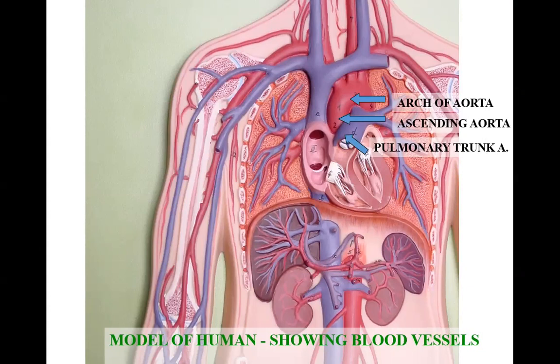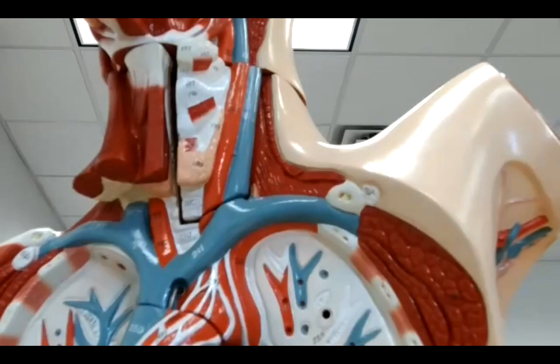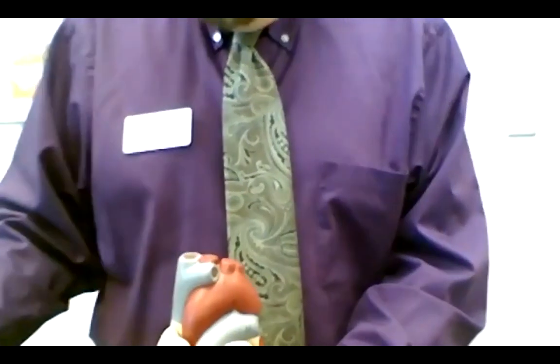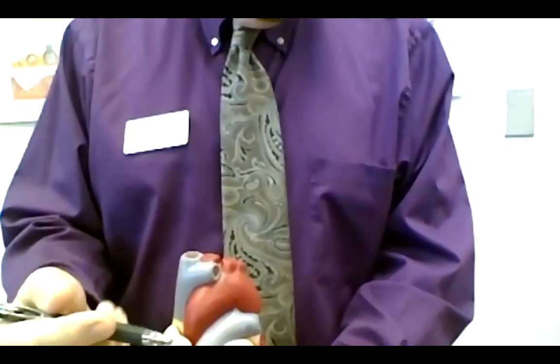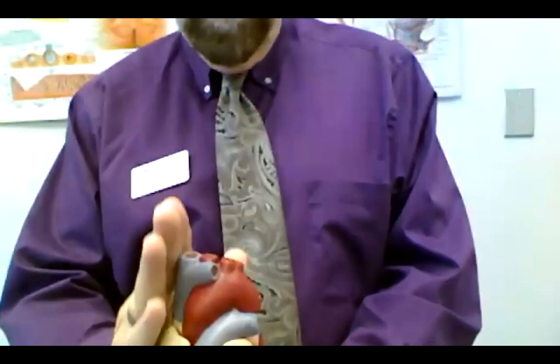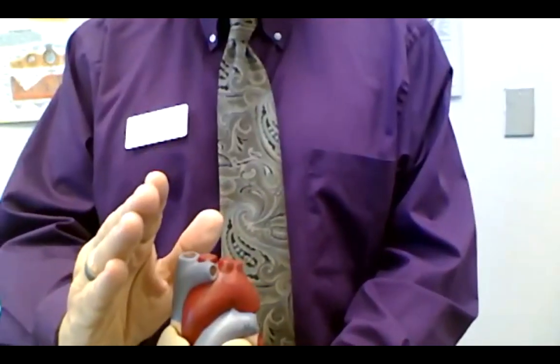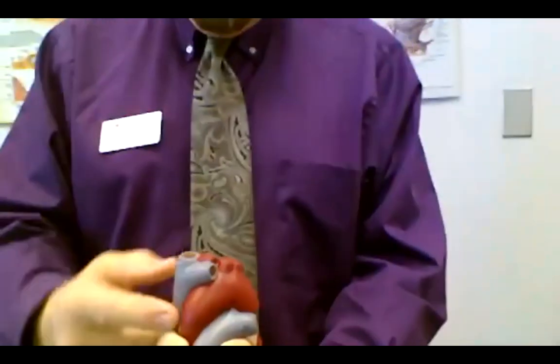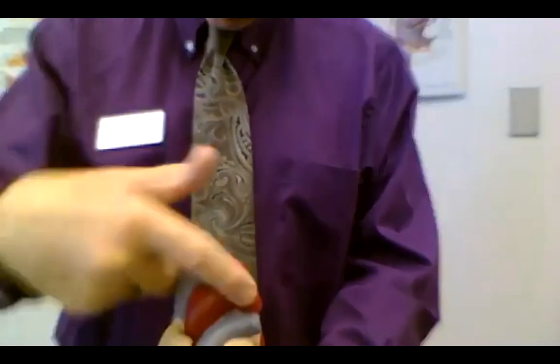You can see it pretty well on this model here. And we didn't get to see a good view of the aortic arch last week. Let me show you. Here we go. Here is the aortic arch right here coming up out of the heart. It comes up out of the left ventricle and then dives over like that. So this is the aortic arch right here coming up and over.